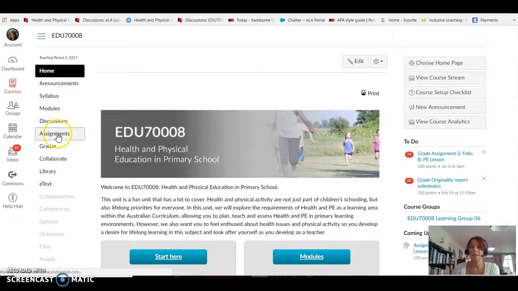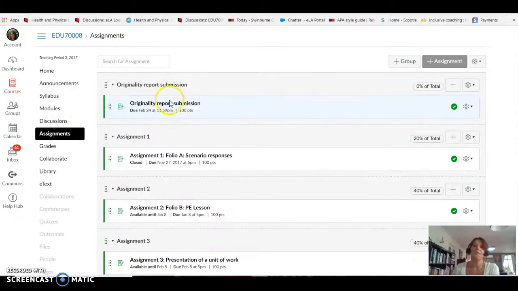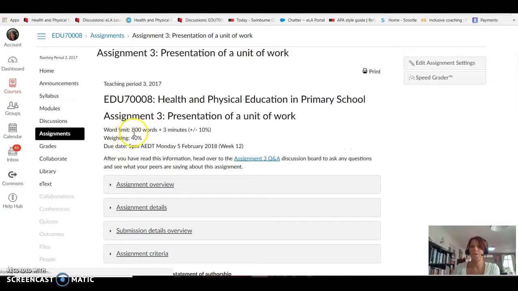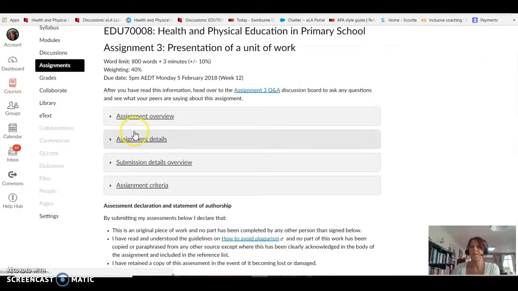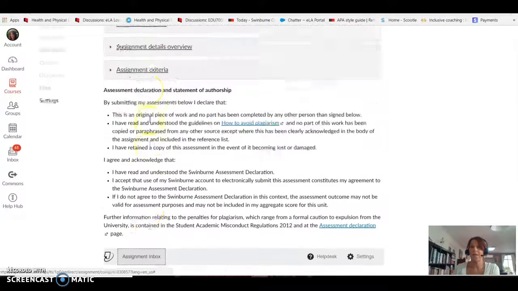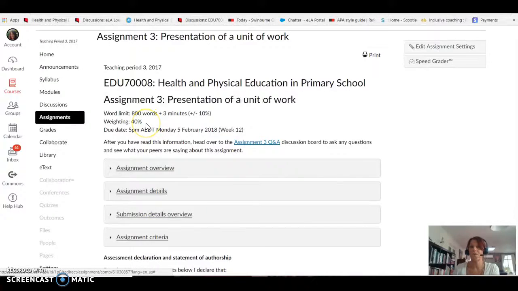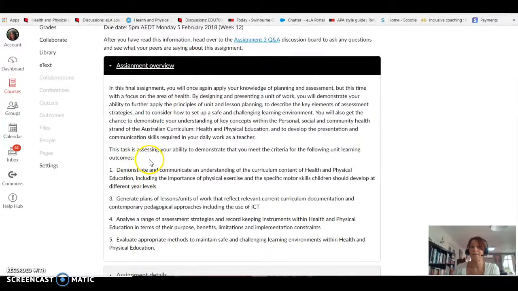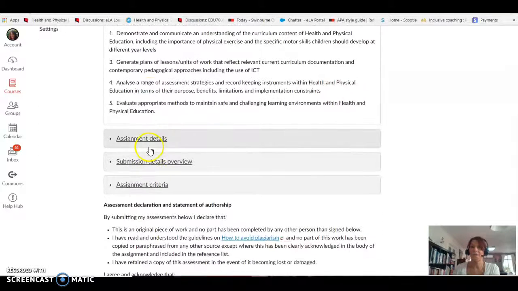Now with assignment 3, the presentation of a unit of work, it's very important that you look at the details. I had a listen to the Flipped Collaborative this morning and it is really fantastic, so clear and concise, and definitely the place to start. Then there's the assignment overview.